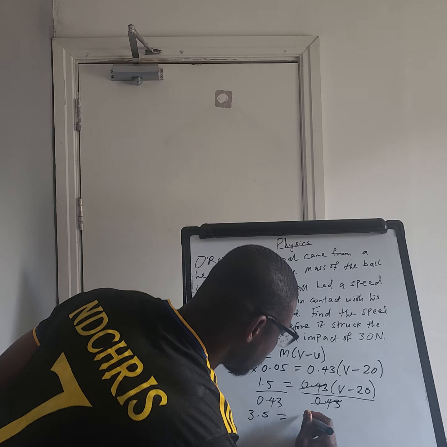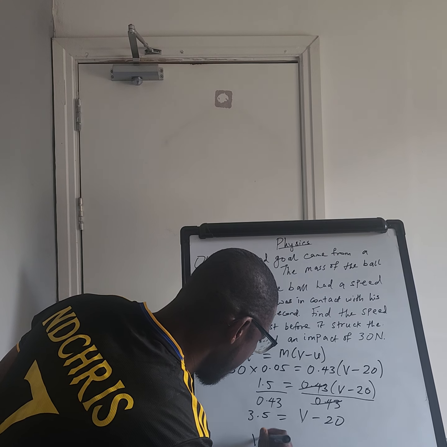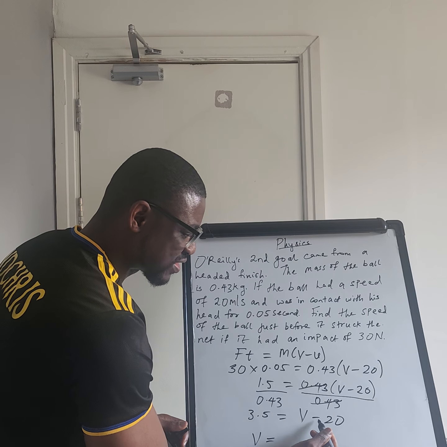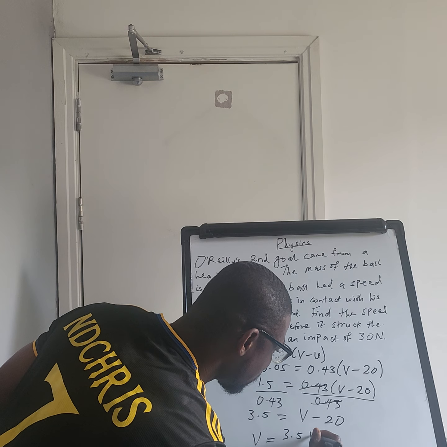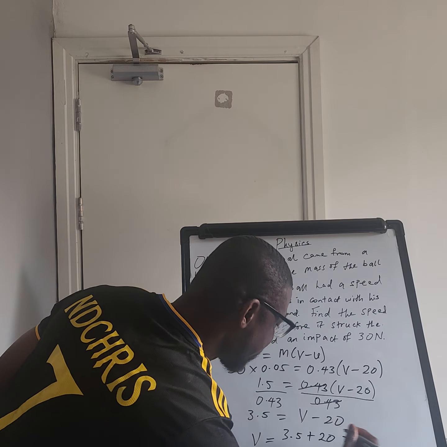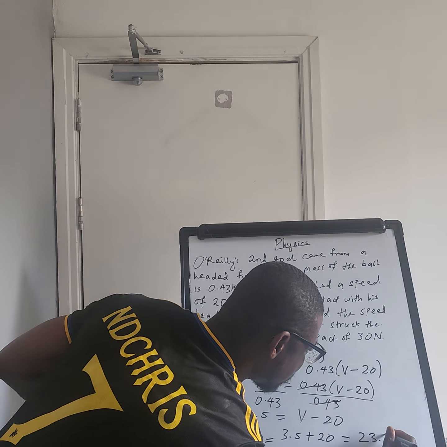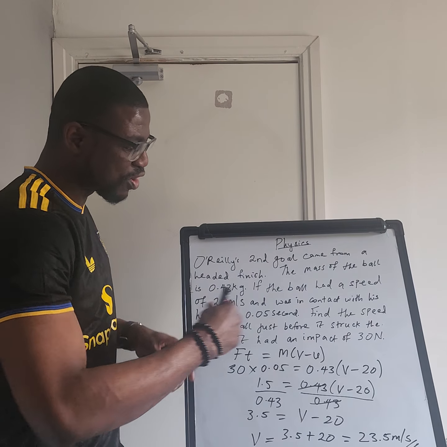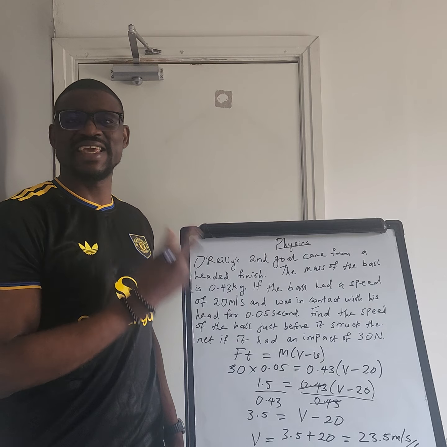We cancel out, of course. We then have v - 20. So what will be our v? Our v becomes 20 coming to meet 3.5. The sign is minus, so when it crosses over, it becomes plus. So that becomes 3.5 plus 20. The final velocity with which he scored that goal is 23.5 meters per second. This is how to solve that problem. The relationship between impulse and momentum is key.